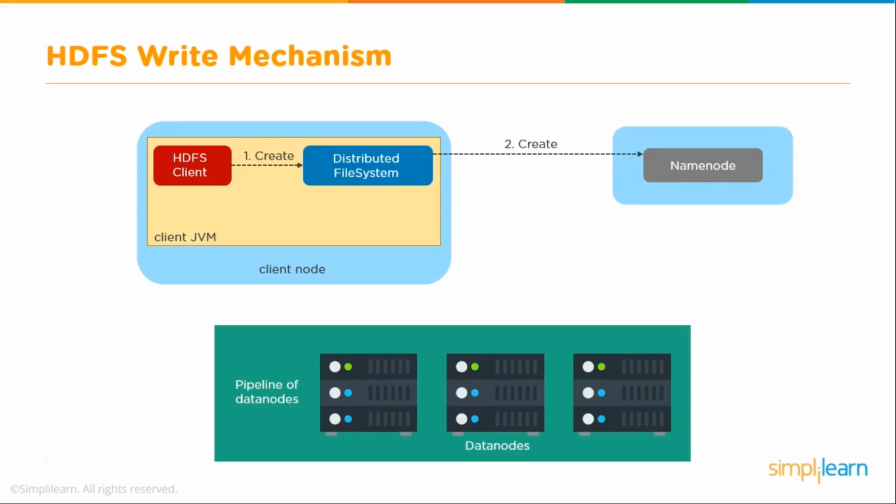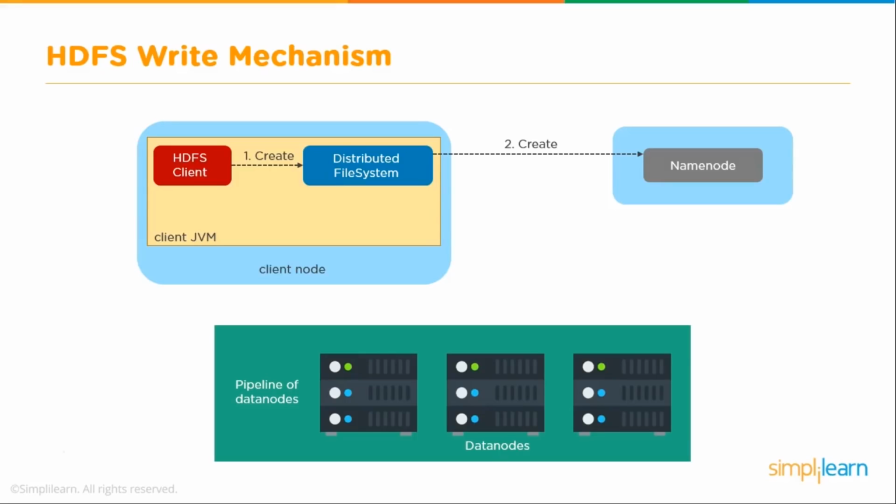Now, unlike your read, where there was an open method, here there will be a create method. The client places a request to the distributed file system saying that it wants to write such files, and that is done by a create method. For that to happen, the distributed file system again consults NameNode, asking which data nodes are available.